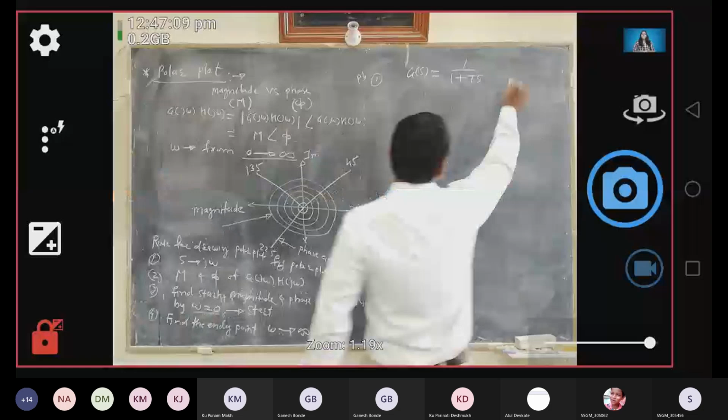So for 1, I will get 0.707 magnitude, angle is -45. For 5, I will get 0.16 and angle is -72 degree, like this. Okay, so that much value I have determined. So in this way we have completed the table, and after completing this table you can sketch the polar plot.